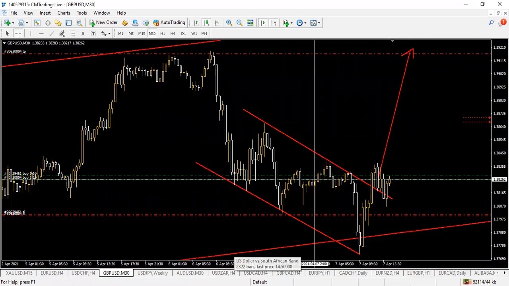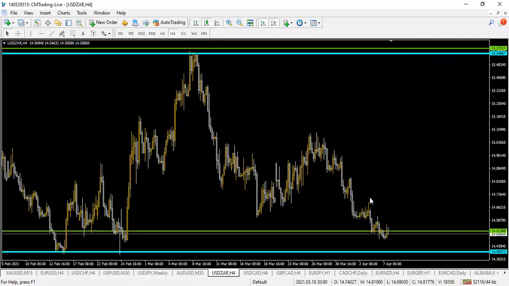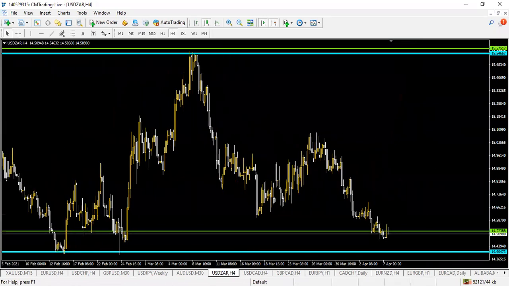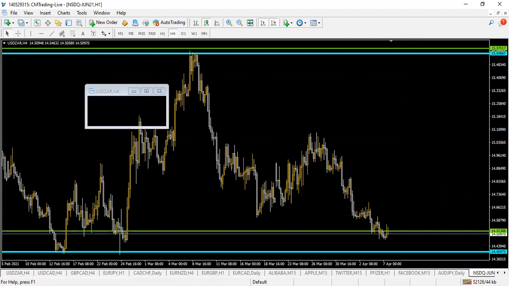And then another one that we would like to look at is USDZAR. USDZAR kicked us out of the market with a stop loss yesterday. So that's a little bit of an update, but let's not look at it closely. And then I'm going to go straight into NASDAQ.